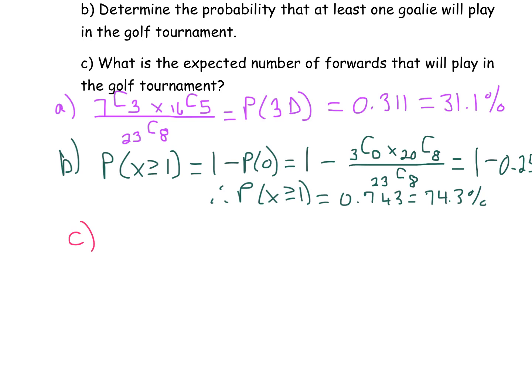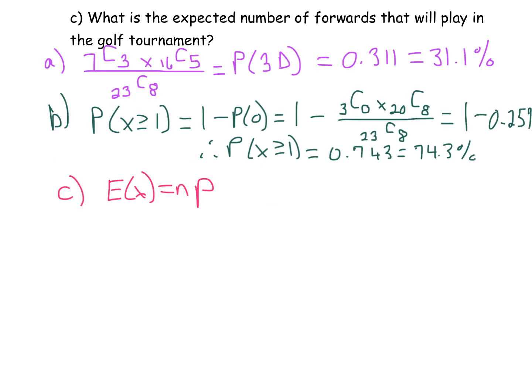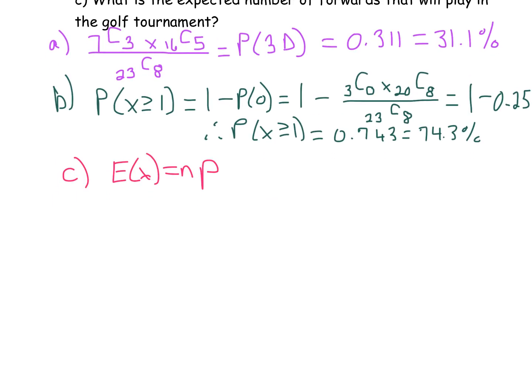When we're asked for the expected number for hypergeometric and the next topic, which is binomial probability distribution, we can just use the shortcut formula for the expected value, which is n times p. And so in terms of the number of forwards, we need to know the probability of choosing a forward, and we need to know the number that we're choosing. The probability of choosing a forward is 13 out of the 23 players.